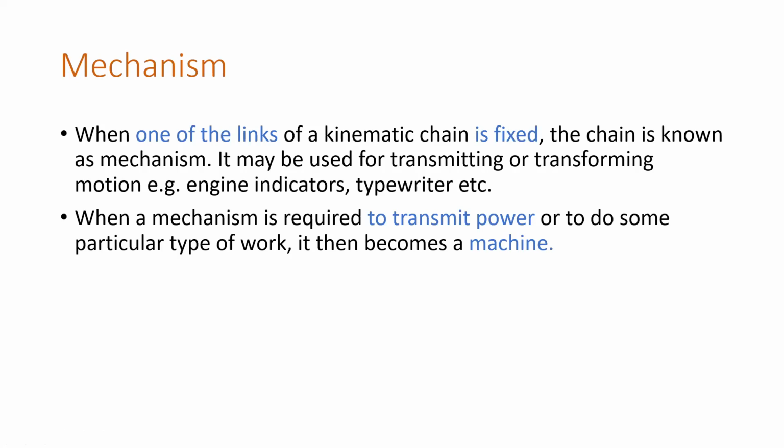Yes, sir. So last time we have seen that in order to convert a kinematic chain, you have to fix any one of the links with some stationary thing like earth surface, floor, wall, etc. If you fix one link and you keep giving motion to one link, accordingly the motion of other links will be controlled. Okay, so that is the definition of mechanism.